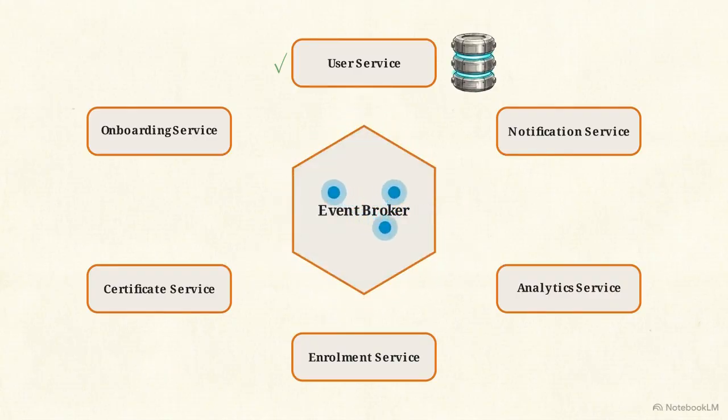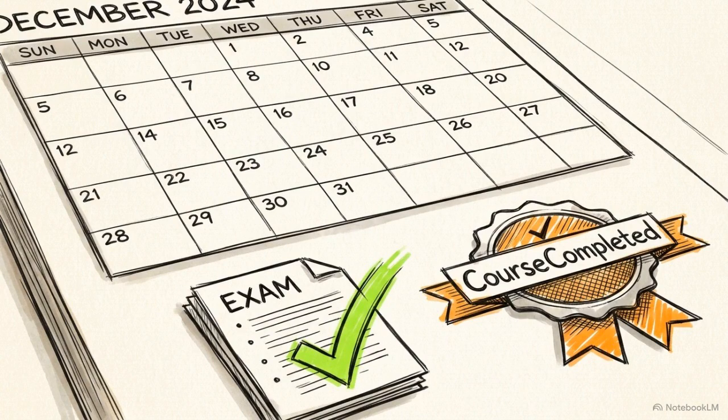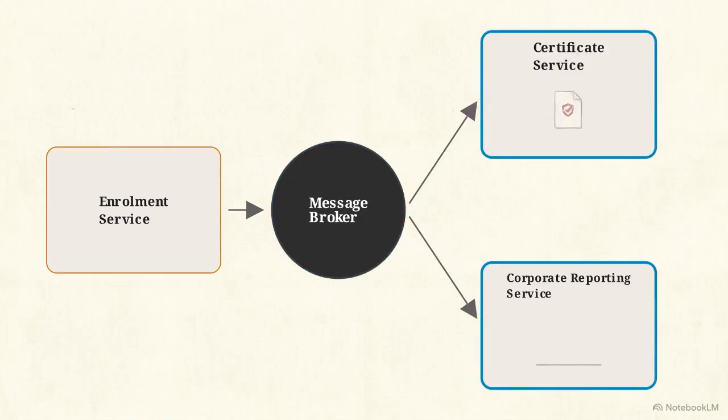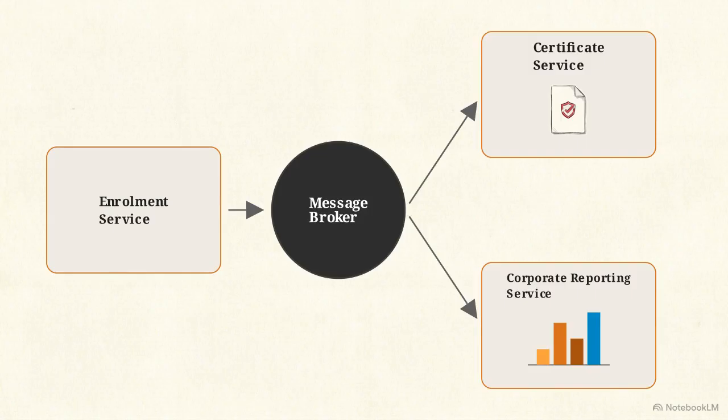It routes that fact to the notification service to send an email, the onboarding service to build a curriculum, and the analytics service to log the metric, all simultaneously, without the user service waiting. Weeks later, when the student finishes an exam, the enrollment service publishes a course completed event. This cascades outward to an entirely different set of consumers, triggering the certificate service to generate a PDF and the corporate reporting service to update an employer's dashboard.